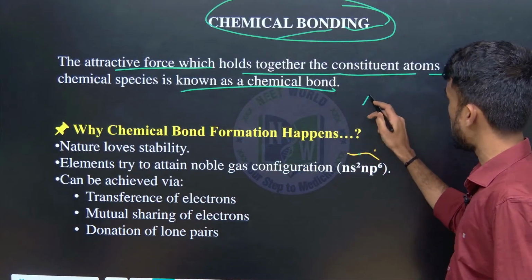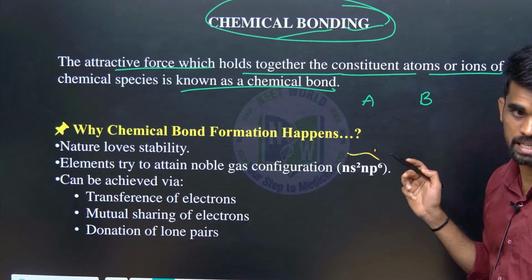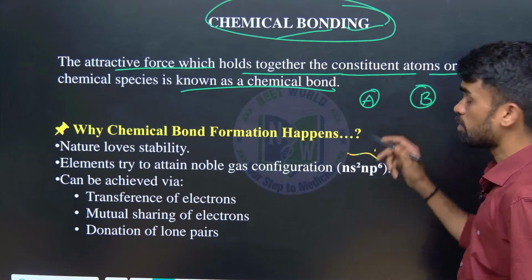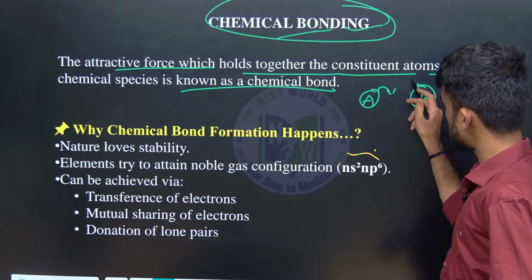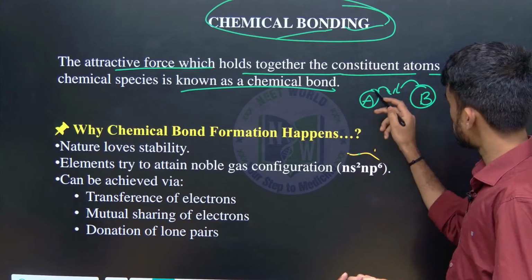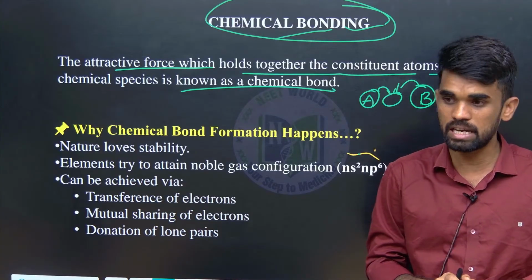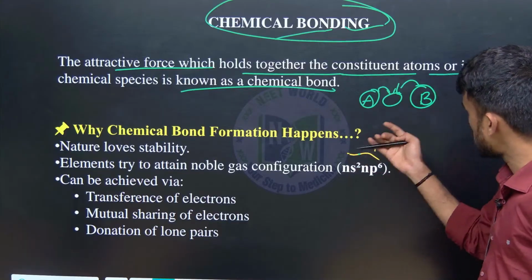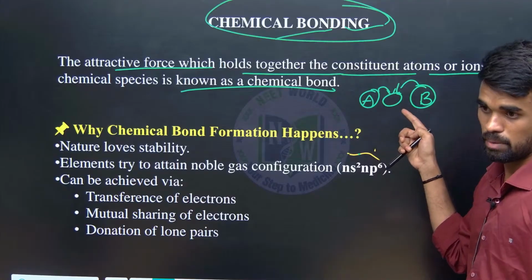For example, A and B are two species, elements or ions, let us say. These two are held together for some reason, maybe an electrostatic force of attraction or some other reason. That force of attraction which is holding them together is called a chemical bond.